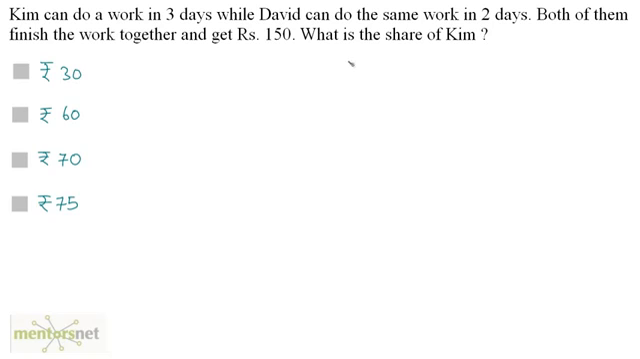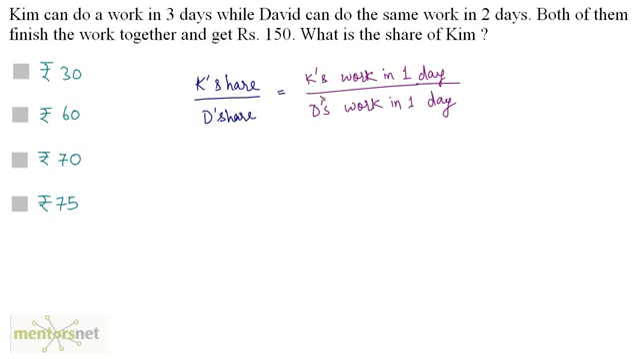Okay, so to find out the share of Kim, we first need the ratio of the share of Kim and the share of David. And that will be equal to the ratio of work done by Kim in 1 day and work done by David in 1 day. So Kim can do the work in 3 days, so in 1 day Kim's work will be 1 by 3. And similarly in 1 day David's work will be 1 by 2. So the ratio of Kim's share and David's share is 2 by 3.